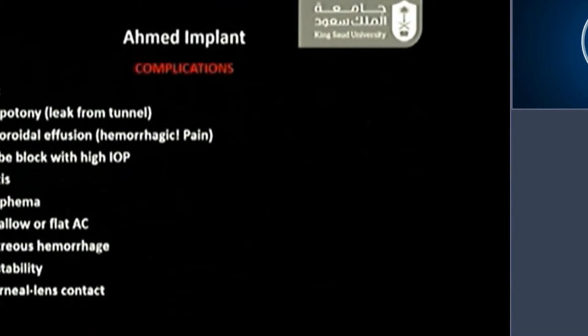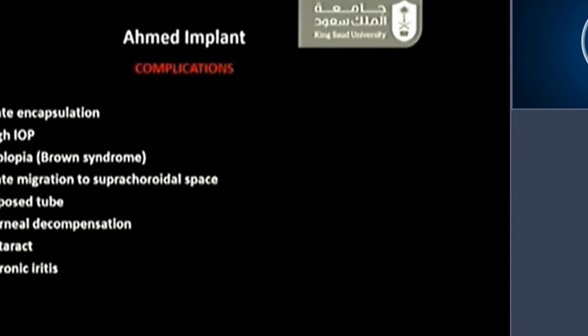Okay? You might have choroidal effusion or hemorrhage. The patient will come with pain as well. You have tube block with high IOP. And you might have actually a non-functioning tube, especially if you forget to prime the tube while doing your Ahmed implant surgery. You can have iritis if the tube is touching the iris. You might have hyphema, shallow or flat anterior chamber, aqueous misdirection, vitreous hemorrhage, instability of the tube, and corneal lens contact with shallow chamber.